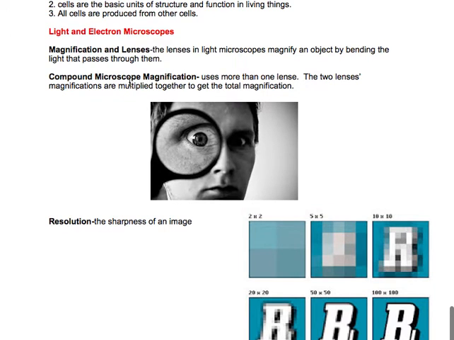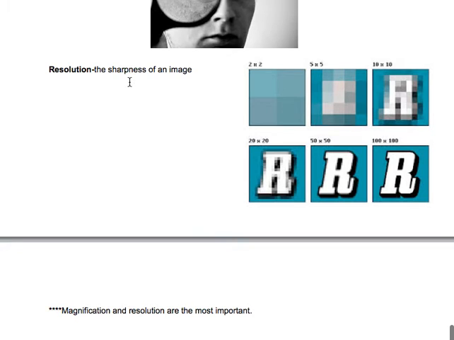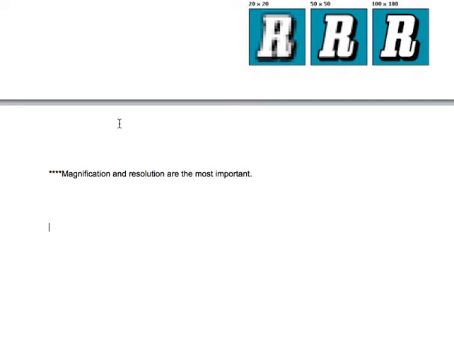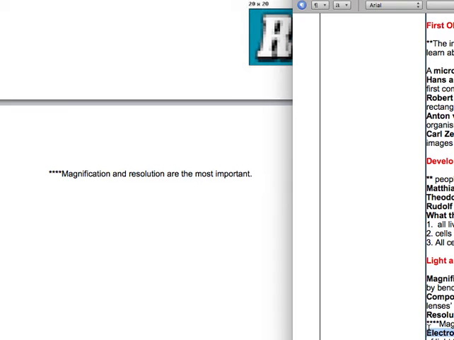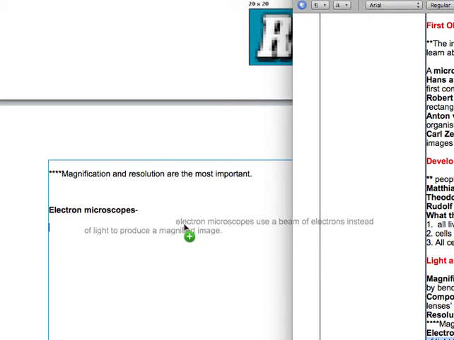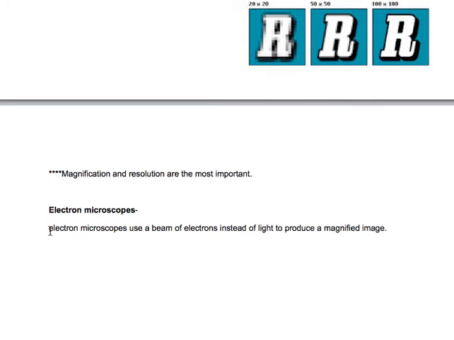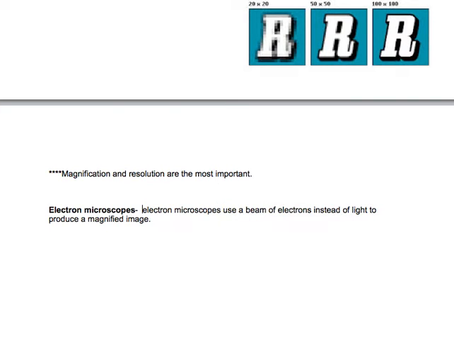Now, our compound light microscopes that we're going to be using in class do a pretty good job, but obviously they're not the best of the best. When you're talking about the best of the best, you're really talking about things like electron microscopes. Some of the electron microscopes that we looked at yesterday in our book made things look a million times bigger than they really are. I can't even wrap my head around that. Instead of using light, they use a beam of electrons to produce a magnified image. I'm not going to get into that any more than just saying that because it's very, very complicated.